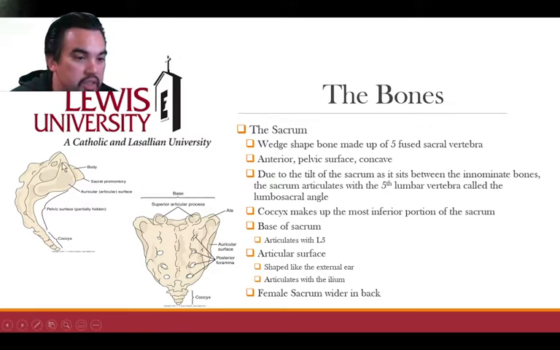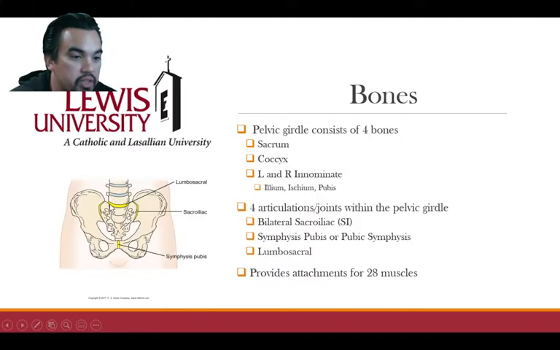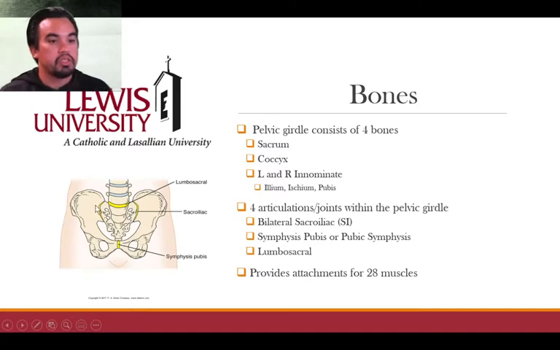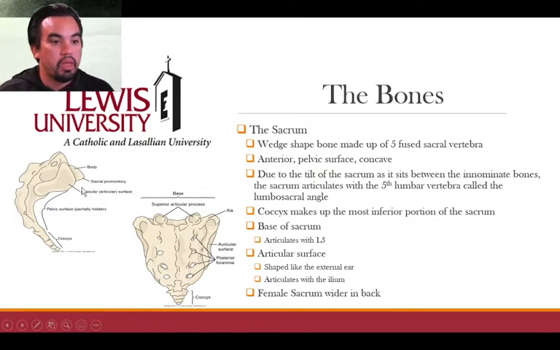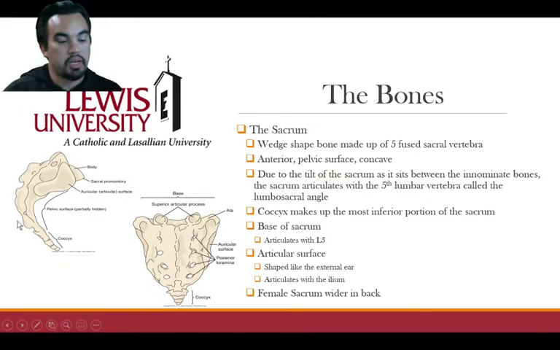Okay, so you can see here, this is looking at it from the side. If I look from right here on the side, you see that that's the concave surface of the sacrum. And then you can see here where the sacroiliac joint is, that articular surface is also concave as well.